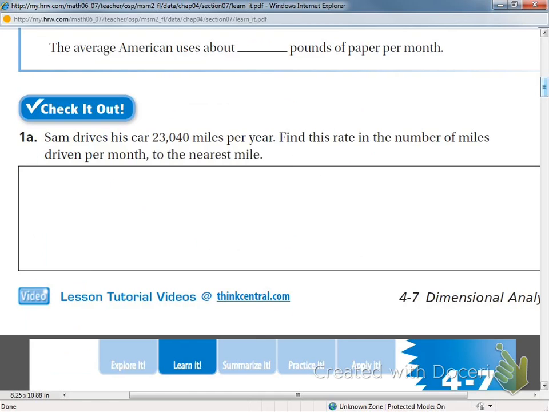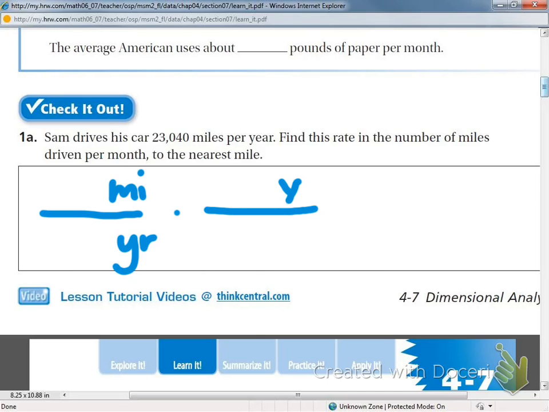For check it out 1A, Sam drives his car 23,040 miles per year. Find this rate and the number of miles driven per month to the nearest mile. Once again, you're going to change miles per year into miles per month. So this is year, and then this is month.